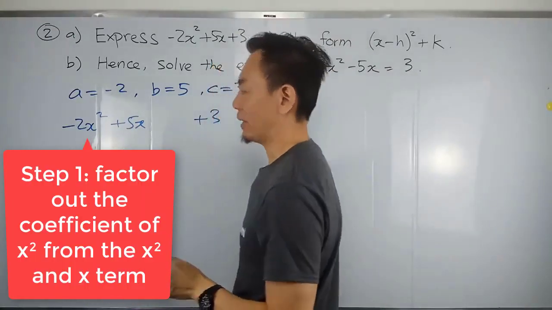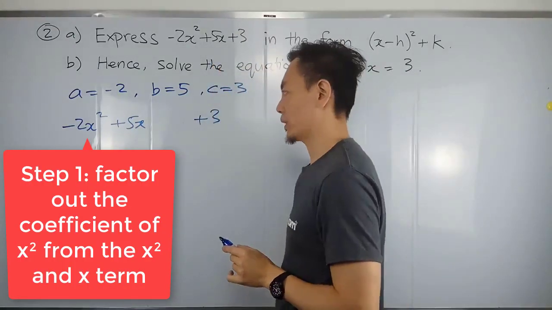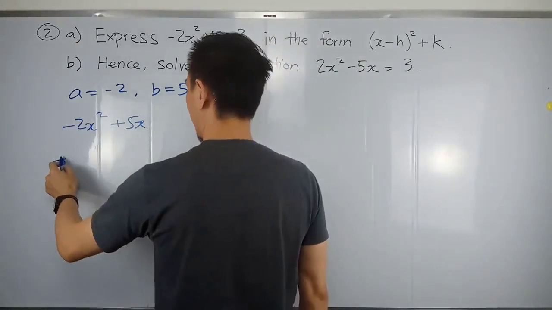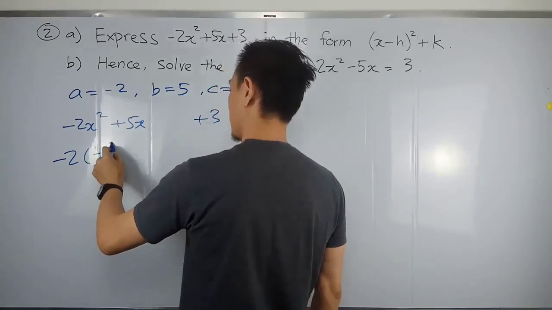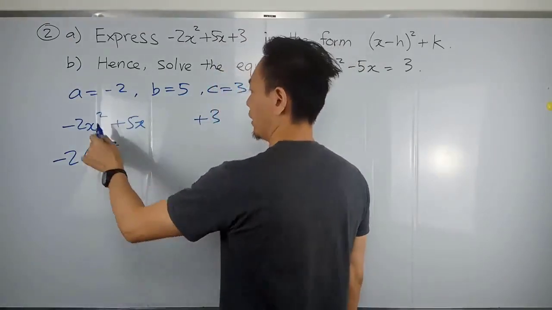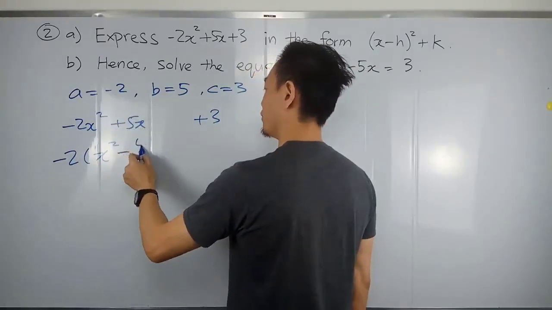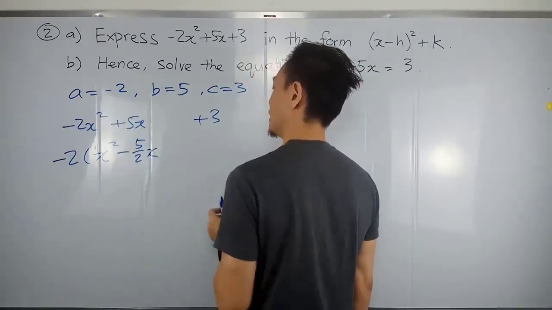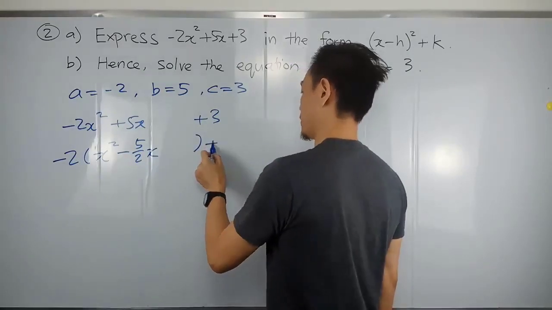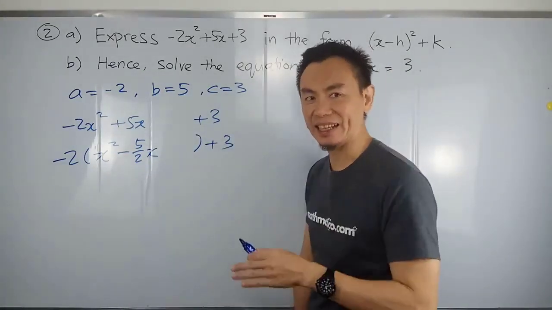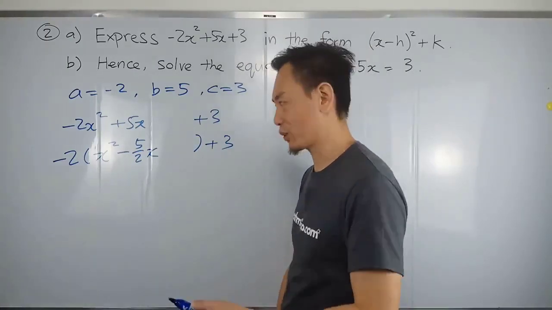I'm going to do a factorization of the first two terms. I'm going to factor out the negative 2 from the x squared. So I have negative 2 times x squared. Now, negative 2 is factored out, so this plus 5x becomes minus 5 over 2 x. And then close the bracket, plus 3. So now I have a blank here, I have a blank here. This is the time that we can add and subtract (b over 2) squared, okay?